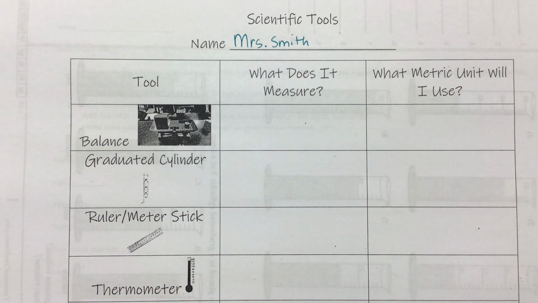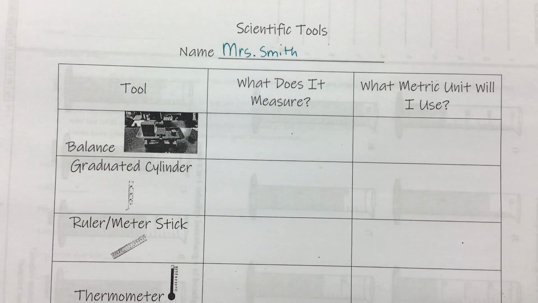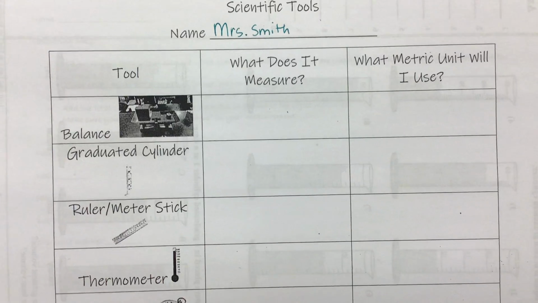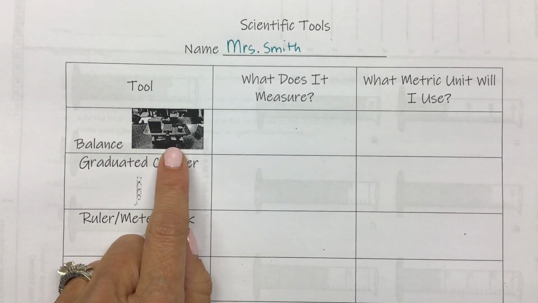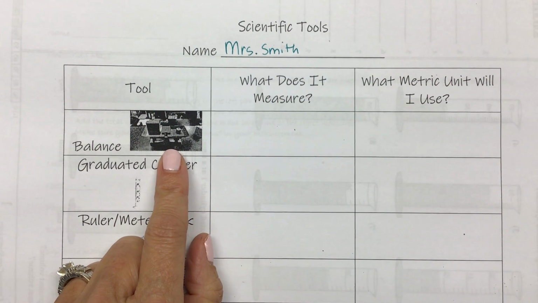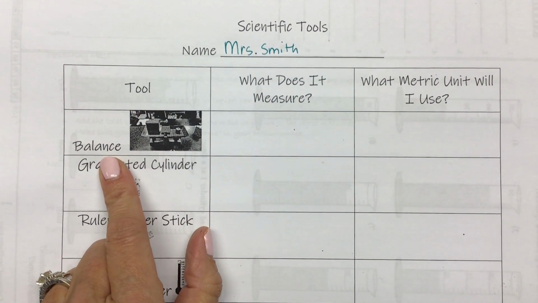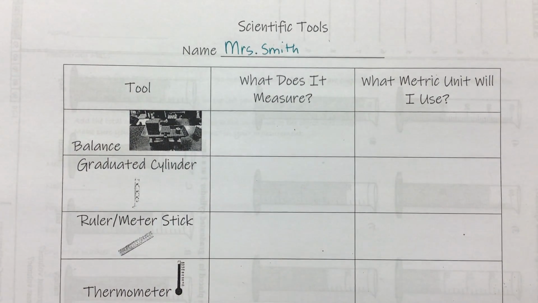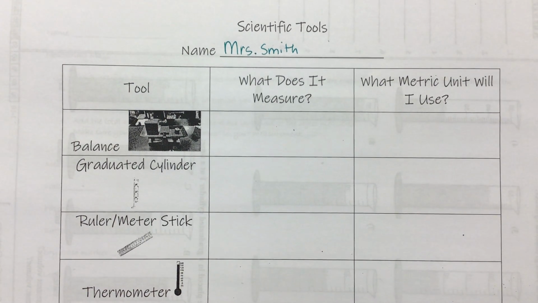So, this little table here is something that we're going to test over. We're going to take a quiz over it eventually after we spend some time practicing. But what is this first tool? It's a picture of something that we've already used in class. Eloise? A balance. What do we use a balance to measure?